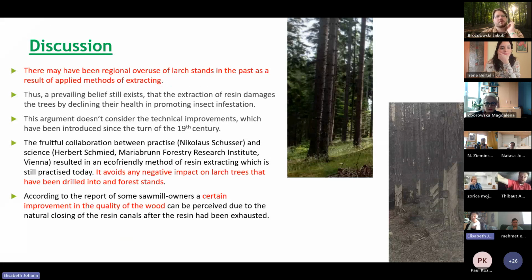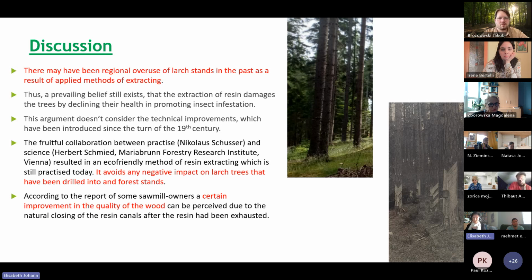There may have been regional overuse of large stands in the past as a result of the ancient applied methods of extracting. Thus, a prevailing belief still exists that the extraction of resin damages the tree by declining their health and promoting insect infestation. This argument doesn't consider the technical improvements which have been introduced since the turn of the 19th century. And this goes back to the fruitful collaboration between practice and science, and thus the negative impact on large trees does not happen anymore. And this is scientifically proved, and due to a lot of research done by the Maria Forest Research Institute.